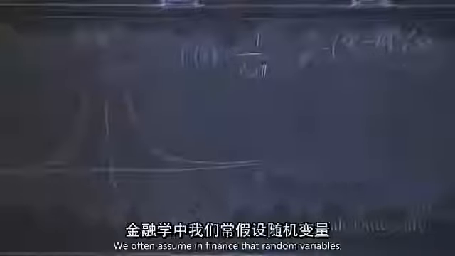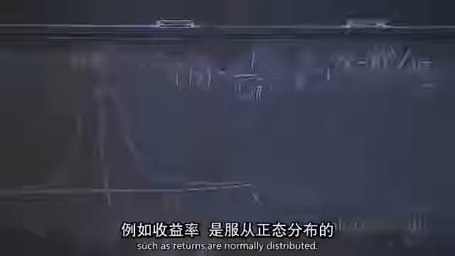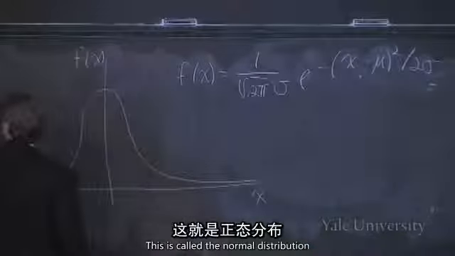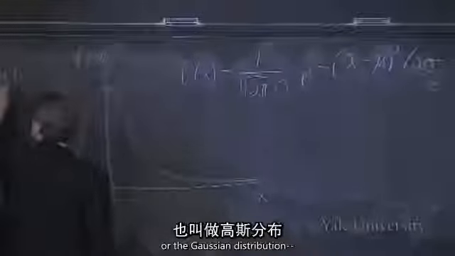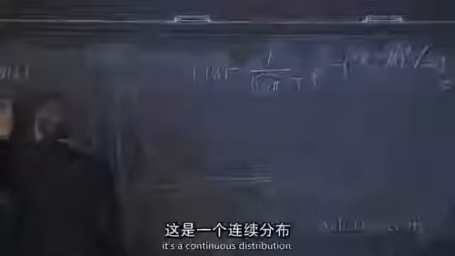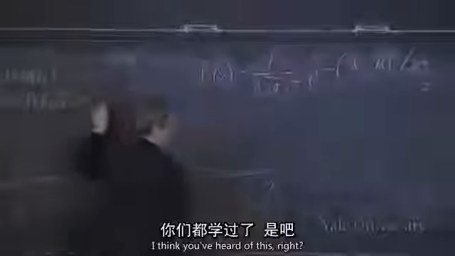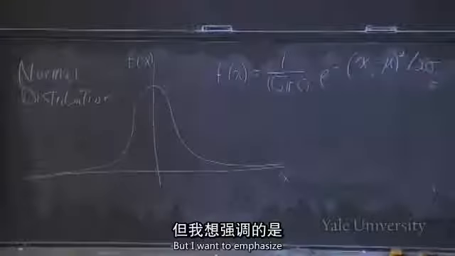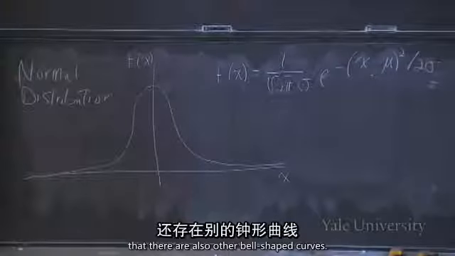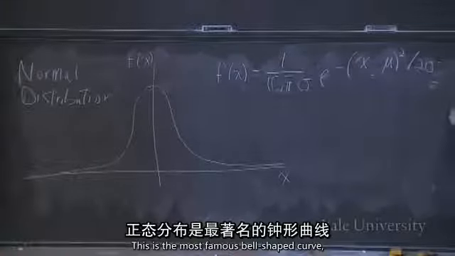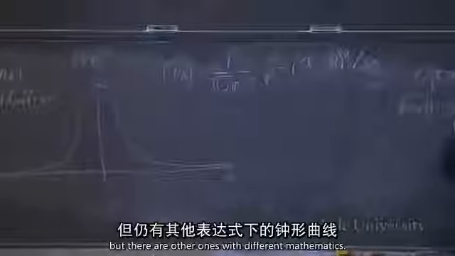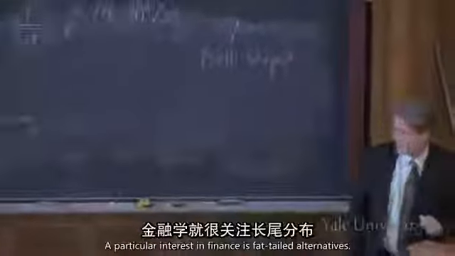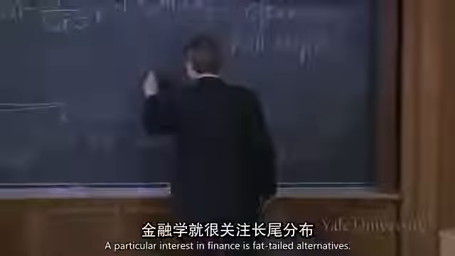We often assume in finance that random variables, such as returns, are normally distributed. So this is called the normal distribution, or the Gaussian distribution. It's a continuous distribution. I think you've heard of this, right? This is high school material. But I wanted to emphasize that there are also other bell-shaped curves. This is the most famous bell-shaped curve, but there are other ones with different mathematics. And of particular interest in finance are fat-tailed alternatives.